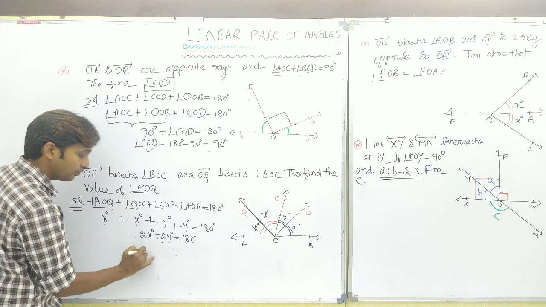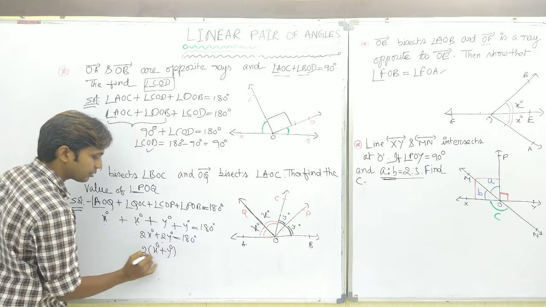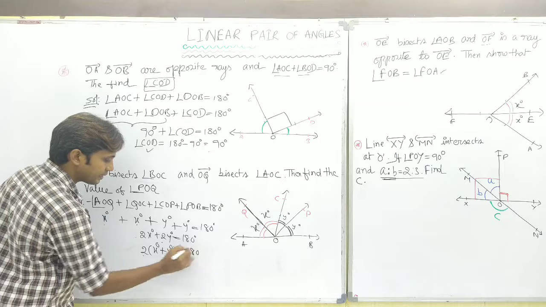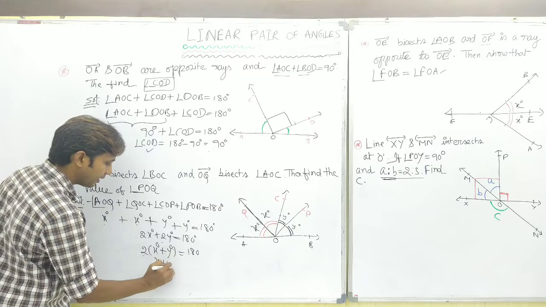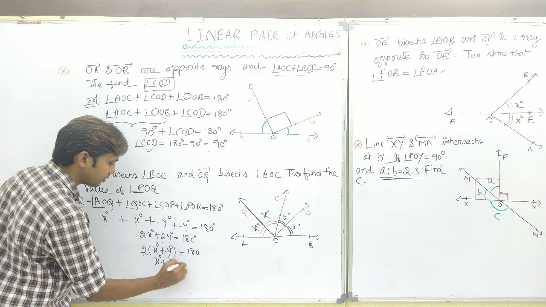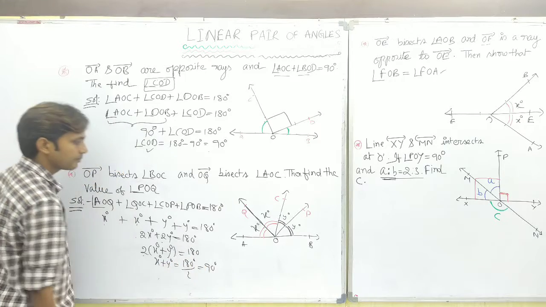We can take 2 common and rewrite this as (x plus y) times 2 equal to 180 degrees. If you send this 2 to the other side, it will divide. So x degrees plus y degrees equal to 180 degrees by 2, which is equal to 90 degrees.